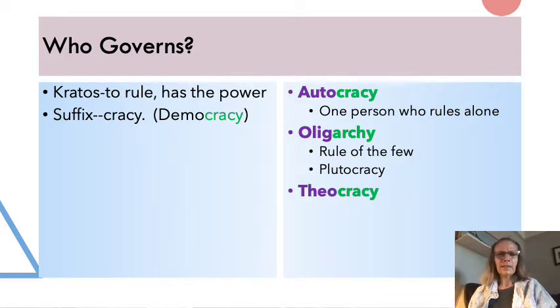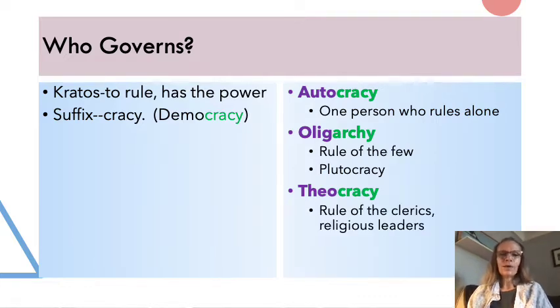Theocracy, okay? Cracy, we know it's a government. Theo, what kind of ruling is that? Well, my dog's name is Theo, so maybe it's rule of the poodles, the crazy poodles. I'm not sure I'd want to live in that type of government. But what else? Theology. So theology, religion. Theocracy is rule of the clerics, rule of religious leaders.